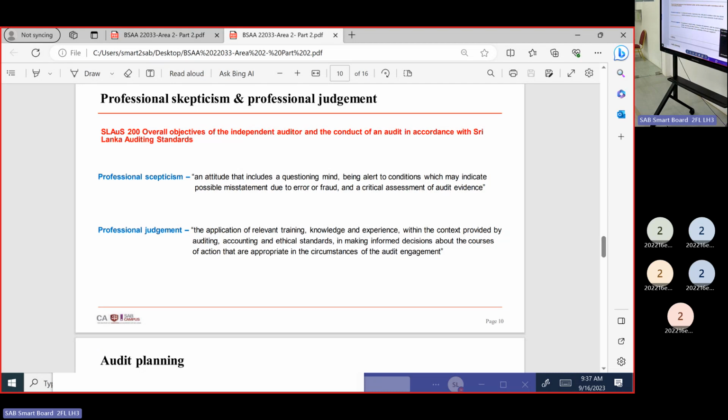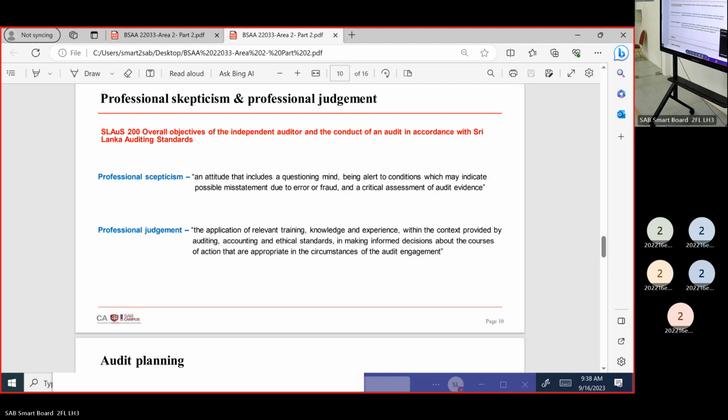Meaning a quality audit, meaning a proper audit opinion. If you are a professional auditor, it means a set of professional judgments. A technical partner can make many technical decisions and judgments.